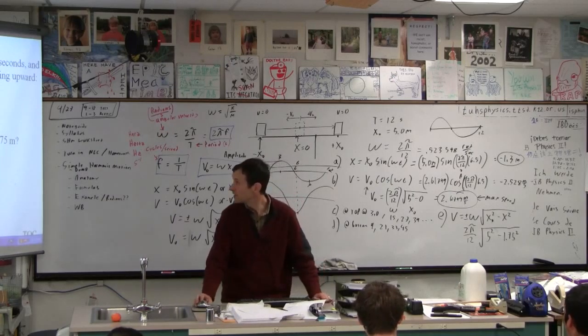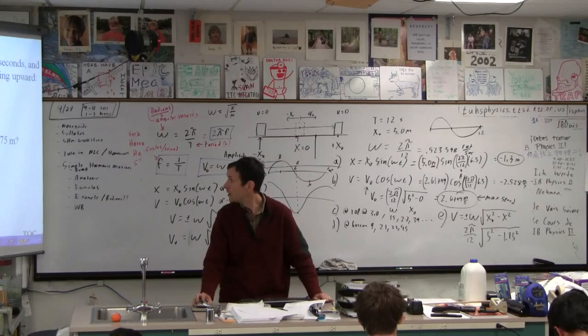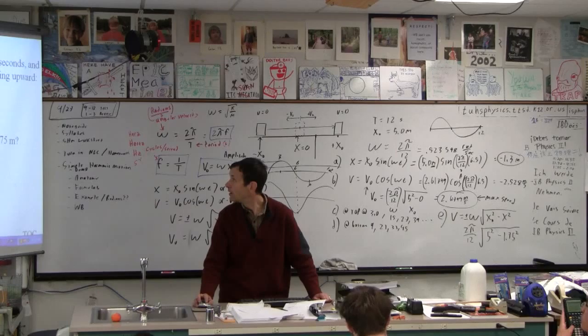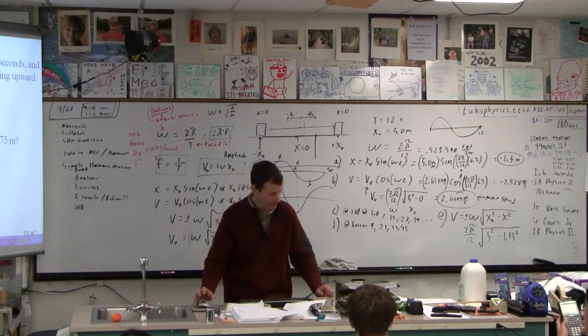Okay, so we're going to go 2 times pi divided by 12. There's our omega, right? Times the square root of, left parenthesis, 5 squared minus 1.75 squared. All right. I usually start teaching this stuff with energy. 2.452.